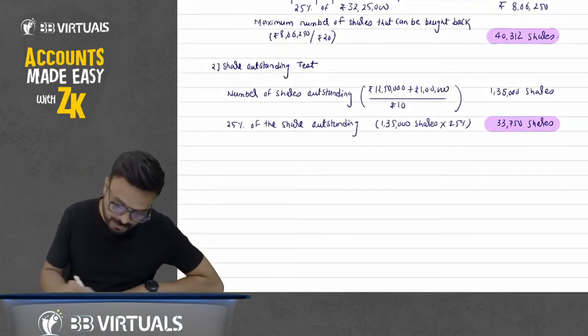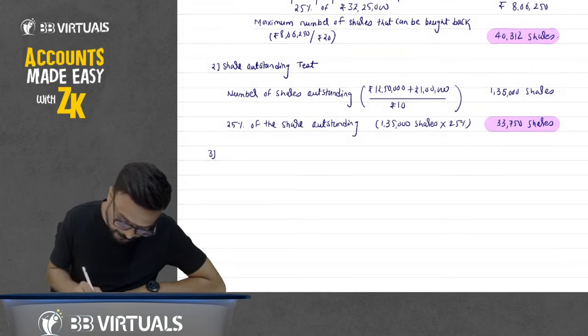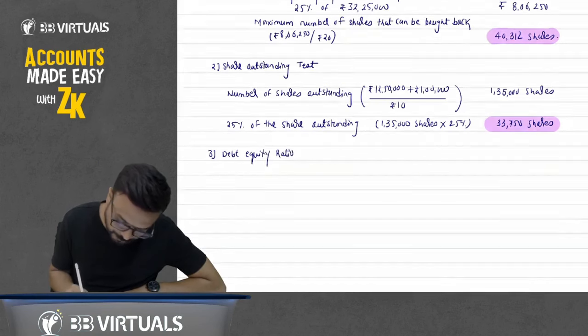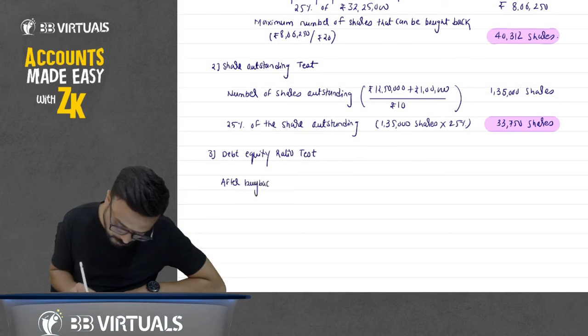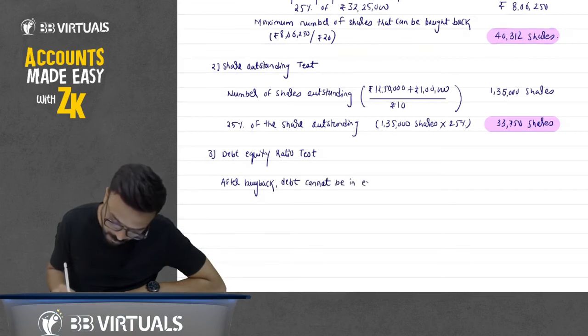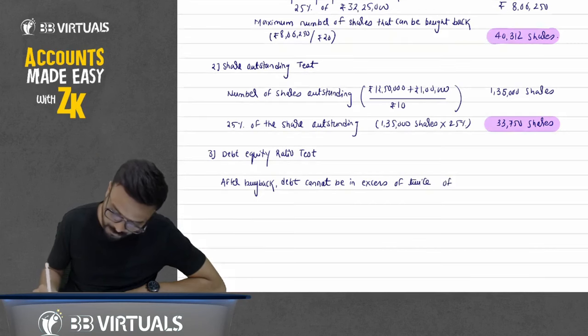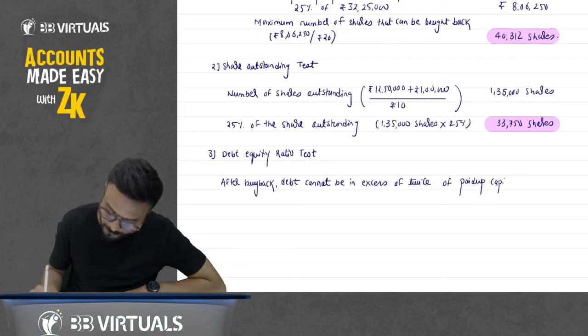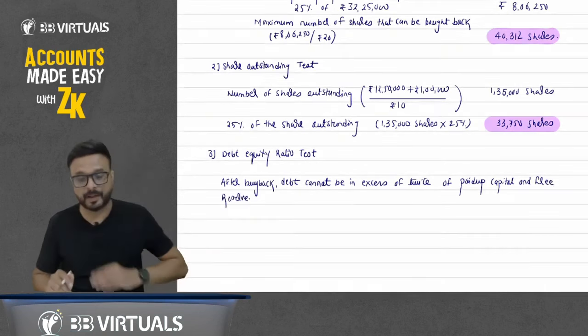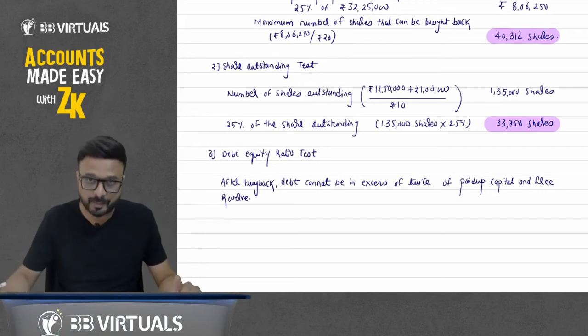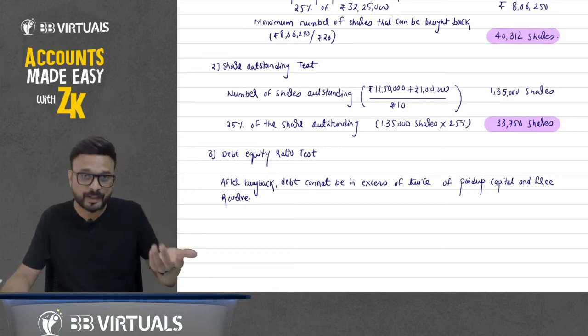Okay. Now the third is the debt equity ratio test. After buyback, debt cannot be in excess of twice of paid up capital and free reserves. So what is the second condition? After the buyback, your debt cannot be more than twice the paid up capital and free reserve.